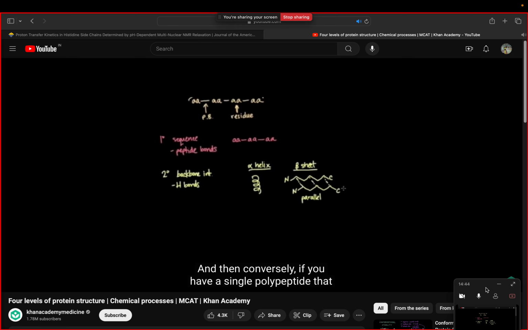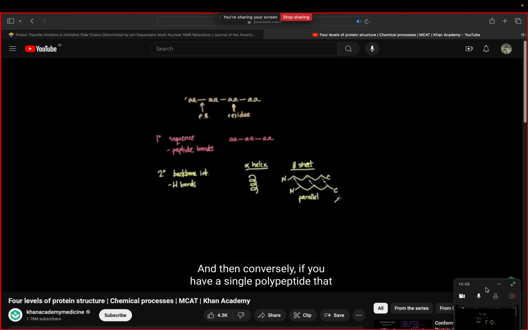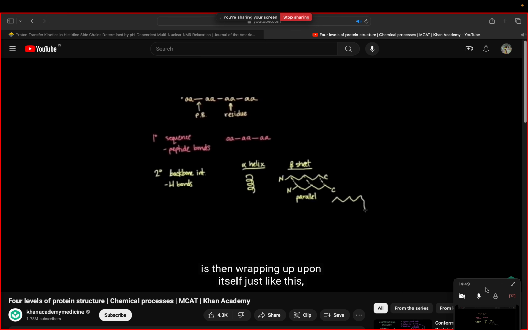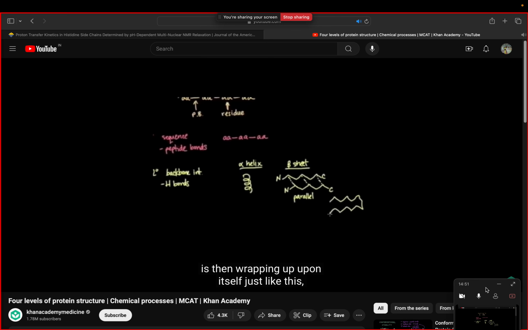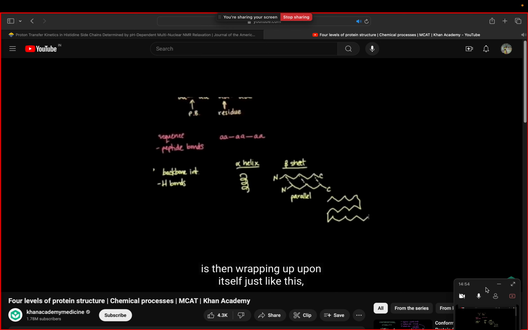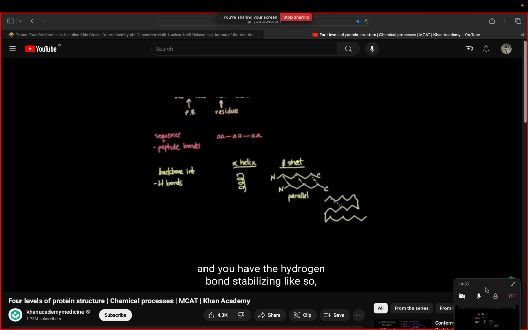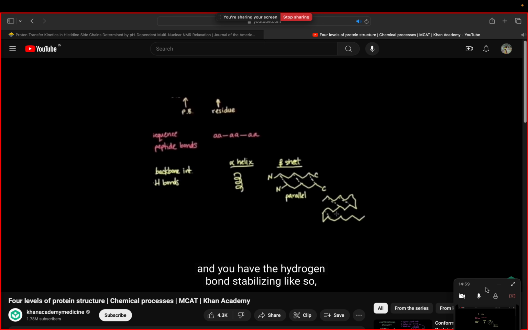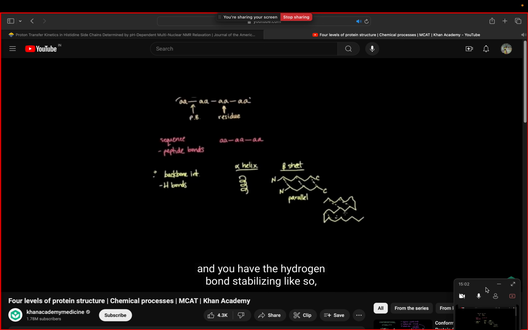And then conversely, if you have a single polypeptide that is wrapping up upon itself, just like this, and you have the hydrogen bonds stabilizing like so, then you have the amino end coming around and lining up with the carboxyl end. And you have an anti-parallel configuration.